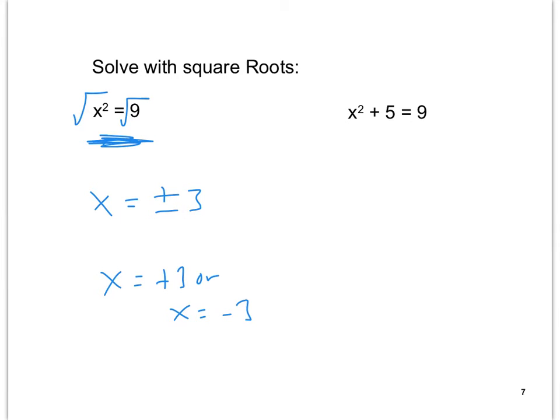On this one right here, we'll let you guys do this one by yourselves, but the first thing you're going to do is get the x squared by itself, so subtract 5 from both sides.